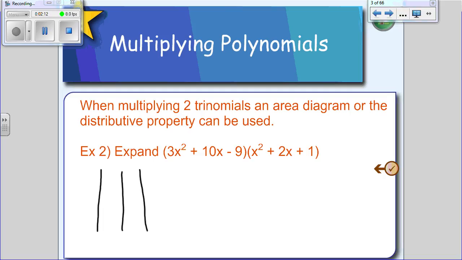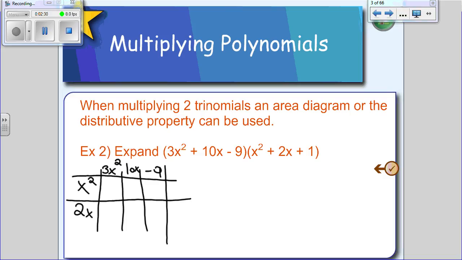And you go 3x squared plus 10x minus 9. Then down the side, you do the other trinomial, which is x squared, and then 2x, and then 1. And you create this little grid, and you fill out the grid, right? So the column and the row multiply together to create whatever's in the middle.